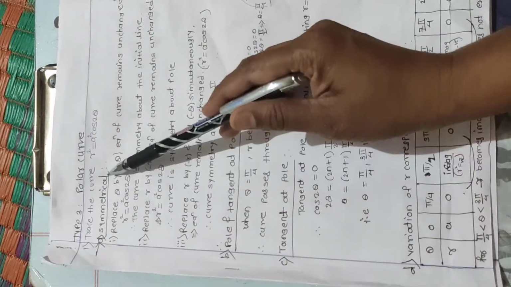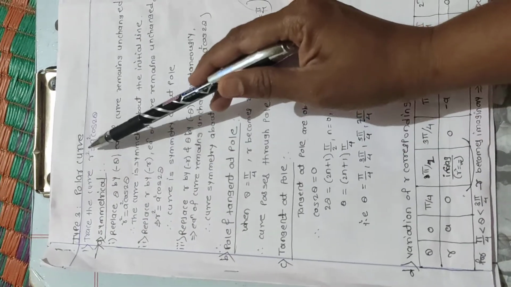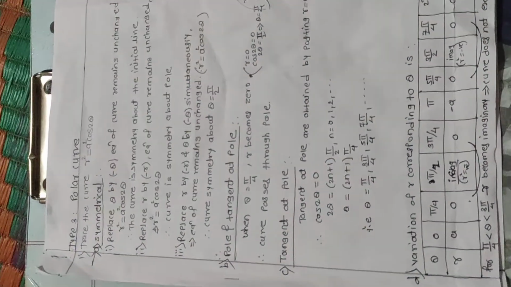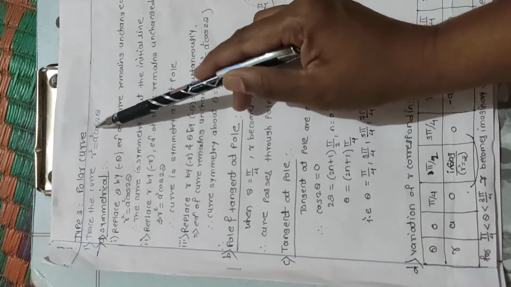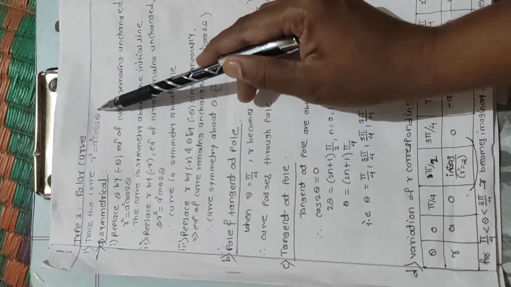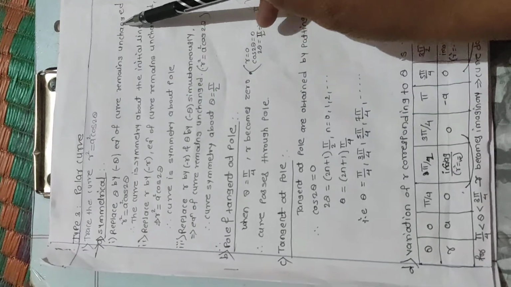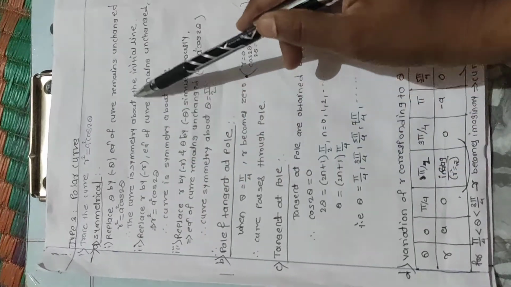See how to trace the curve. In that example, first we have to check symmetry. That means first we have to replace theta by minus theta. If we replace theta by minus theta, cos of minus theta is again cos theta, right? So the equation of the curve remains unchanged. That means we can say that the curve is symmetric about the initial line.